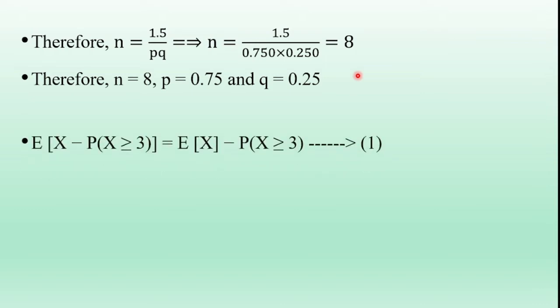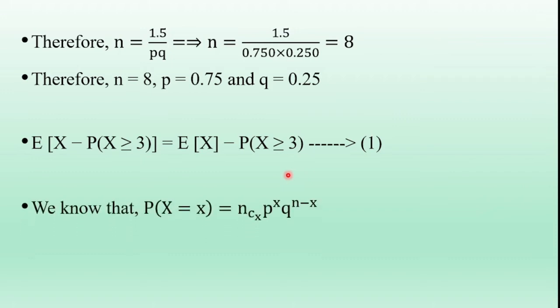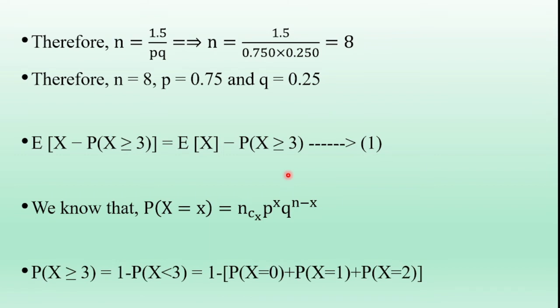Now from the given data, we can determine the expectation of X minus P of X greater than or equal to 3. Using the expectation property, the expected value of this is equal to the expectation of X minus P of X greater than or equal to 3. So the expectation of X is the mean value of the random variable. From the given data, the mean value NP is equal to 6, and using the binomial expansion, P of X is equal to x is NCx into P power x, Q power n minus x.